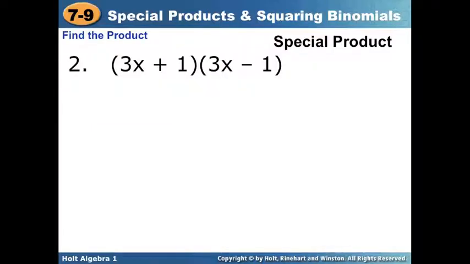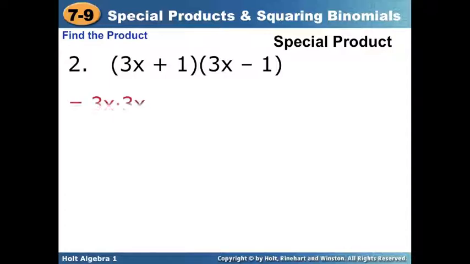Example number 2. Copy this to your notebook paper. We should again see our middle terms cancel because notice our terms are the same, 3x and 1, 3x and 1, or one is positive and one is negative. We have opposite binomials like this where the terms are the same. That middle term will cancel. Go ahead and use the distributive property.